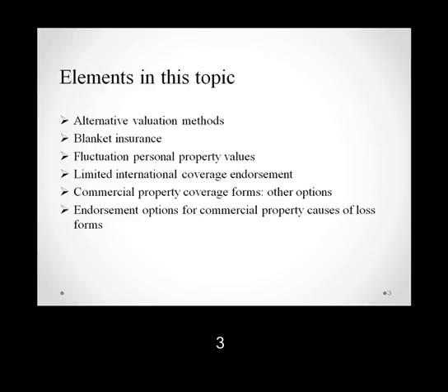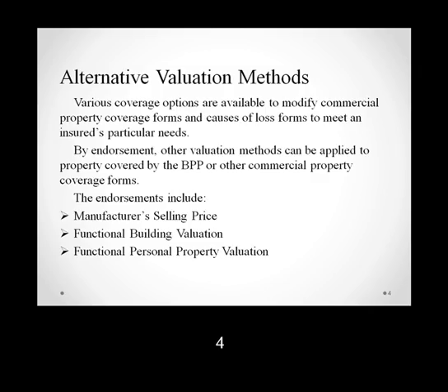The fourth will be the limited international coverage endorsement. This endorsement helps the insurance company to value those businesses that have international coverage. The next one will be commercial property coverage form with other options, and we are also going to talk about the endorsement options for commercial property cause of loss forms. So the first thing we're going to talk about is the alternative valuation methods.